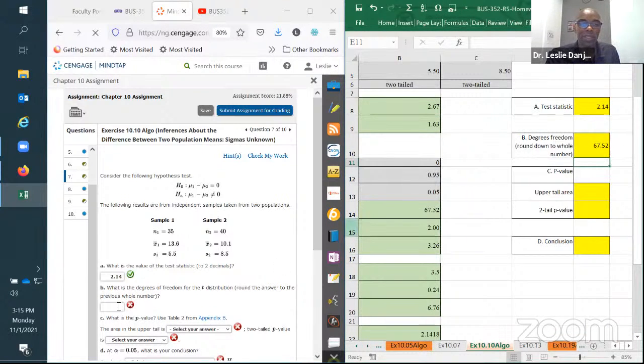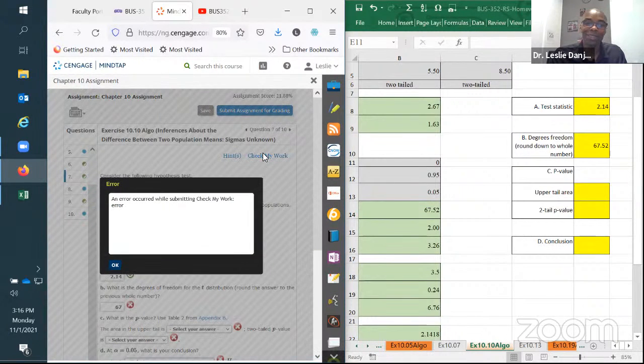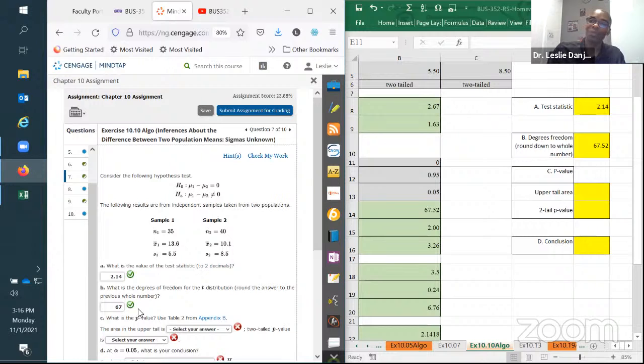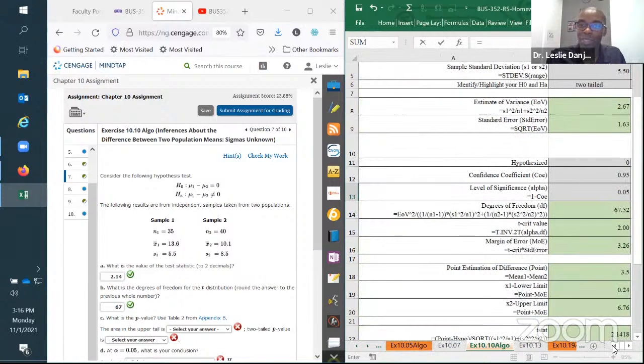And they want round the answer to the previous whole number. So that's why it's saying round down. All right, so the previous whole number is 67. Let's see. Uh-oh, error, check your work. There you go, so 67. So round down. All right, so what is your upper tail area? All right, so put equals to. I'm gonna slide this over, upper tail.